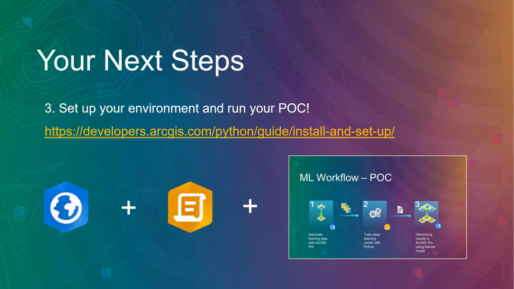You should install ArcGIS Pro and the relevant extensions that are required. So for example, object detection would require the image analyst extension. And you should use the install and setup guide for the Python API to install the required Python libraries for your project. And then follow the step-by-step instructions in your selected notebook to get your results. That's it. Simple as that.